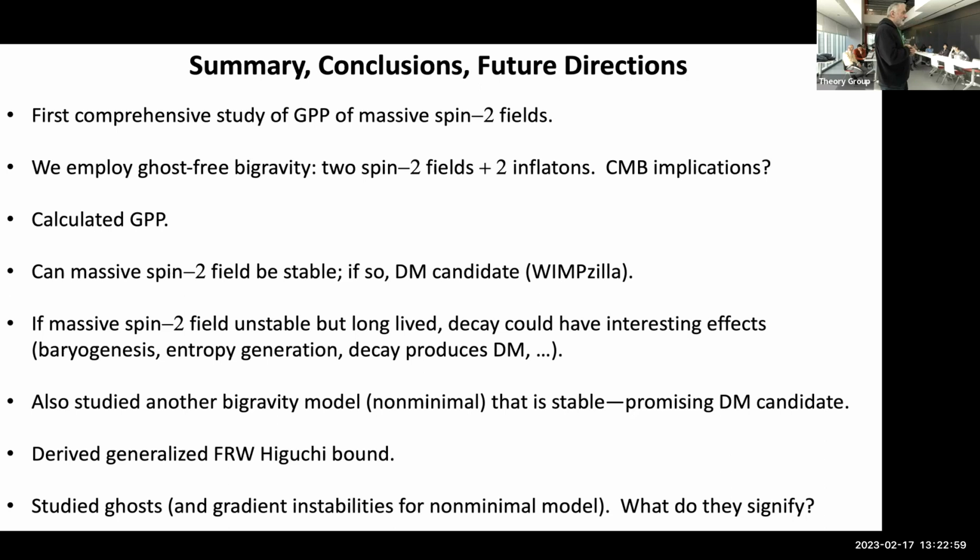We also studied another bigravity model that is more complicated than what I showed you. I guess I should have shown the more complicated one, since this one's too easy, but I just showed the easy one. There, the massive spin 2 is stable. We derived a generalized FRW Higuchi bound, and we studied ghosts. And there are also gradient instabilities for the non-minimal model. What do they signify?